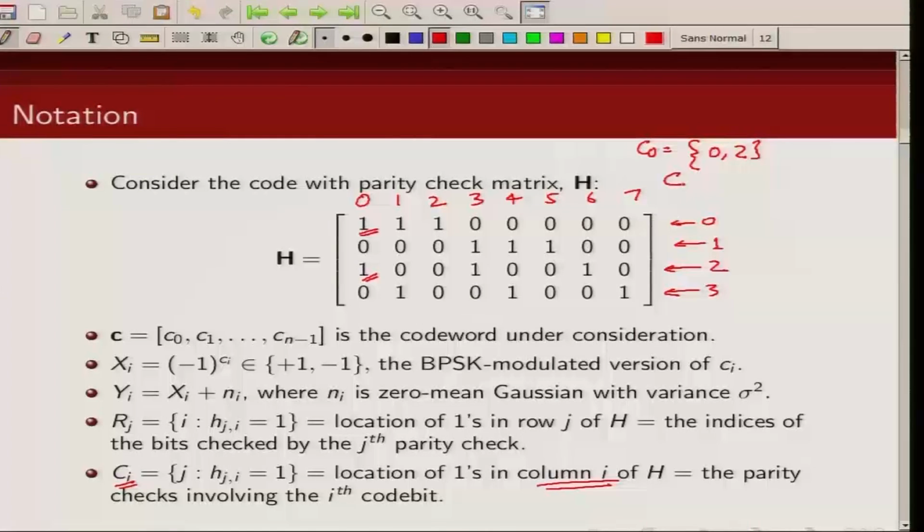Similarly, C1 is going to be 0 and 3, because it is participating in the 0th parity check equation and the third. You can take any, let us say C4. What is C4? The fourth bit is participating in parity check equation 1 and parity check equation 3. So like that you can find out what is Ci. Fine.